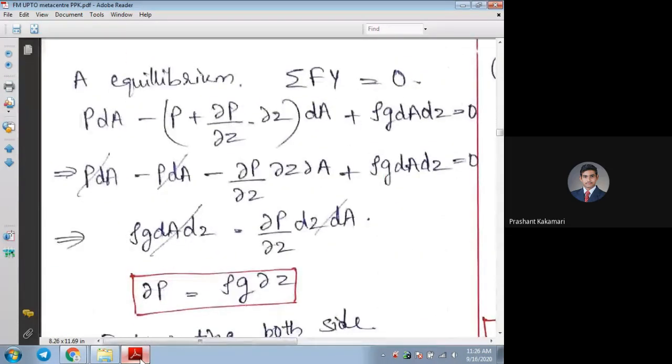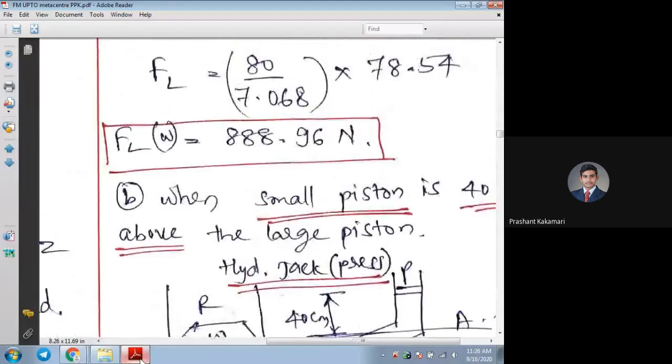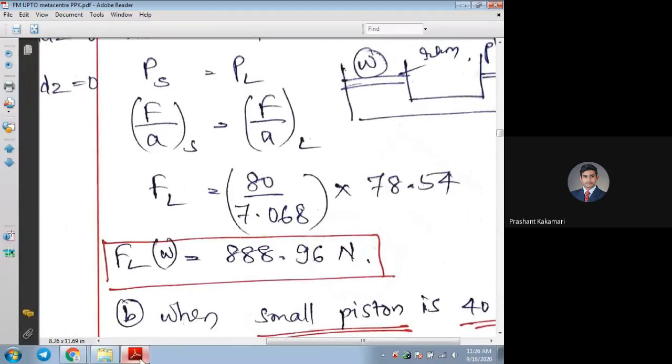So that 80, what unit have they given, newtons or kg? Okay, 80 newtons means there is no conversion required. 80 newton force is acting on the smaller piston with area of 3 centimeter diameter, that is 7.068 centimeter square, times the area of the larger piston, that is 78.54. You can convert centimeter square into meter square, but here the units cancel, so units will not come into the picture in the solution. No need to convert centimeter square into meter square. We need to check this in substitution, whether conversion of units is required or not, and then go further. As far as this problem is concerned, there is no conversion of centimeters to meters.